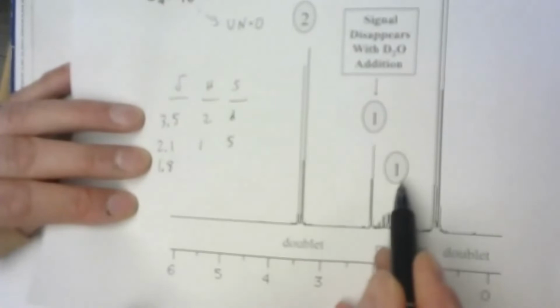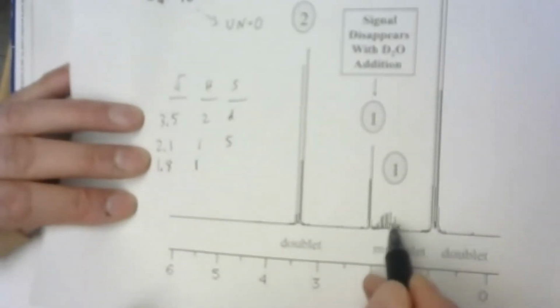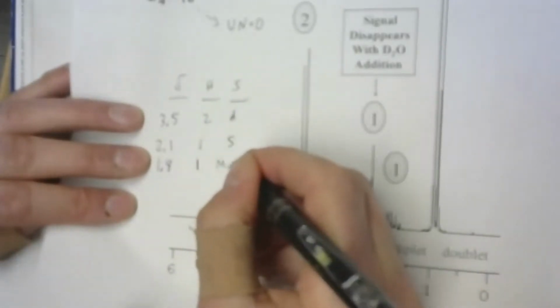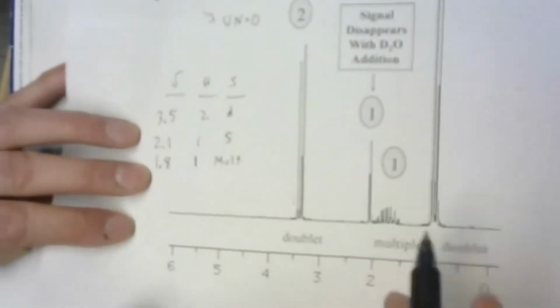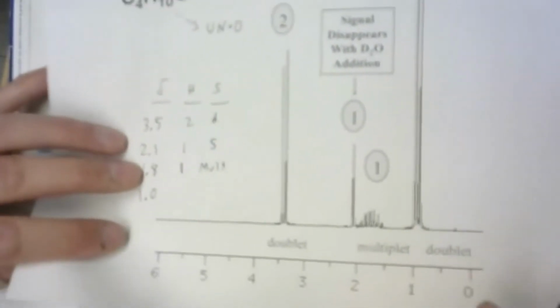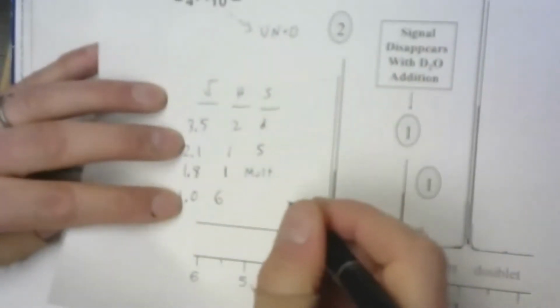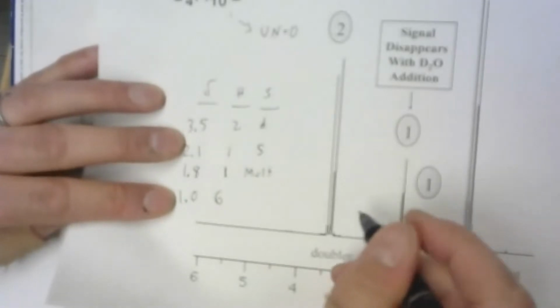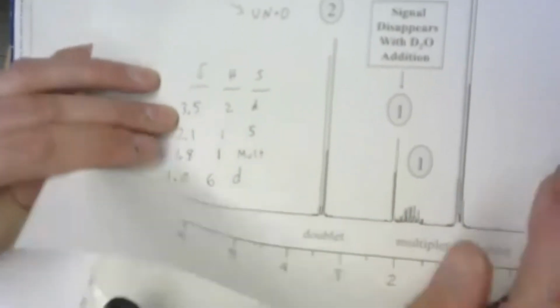How many protons is it? A single proton, and it's a multiplet. Crazy multiplet, we just write mult. And at 1.0, we have a big doublet of how many protons? 6. Big doublet of 6 protons. Okay. What do we do next?